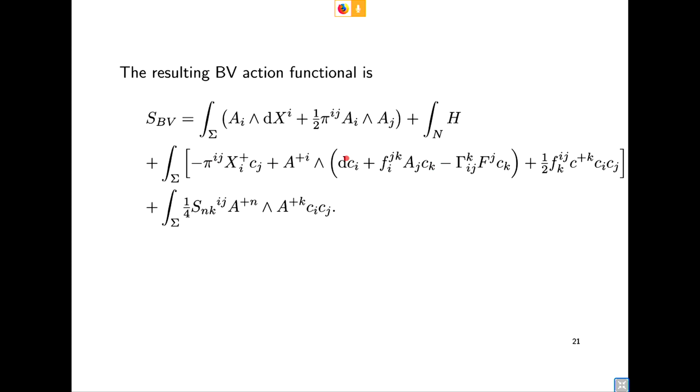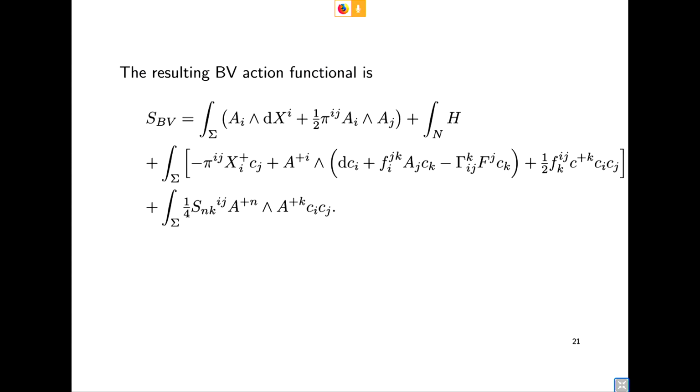So purely geometrically we obtain the BV action functional like this. Each term is written by geometrical quantities, for example, pi and h, and F^i_jk is the structure function of the Lie algebroid, and gamma is a connection, the target space connection, and this is a basic curvature. So maybe we obtain some geometrical construction of the BV action of the twisted Poisson sigma model.